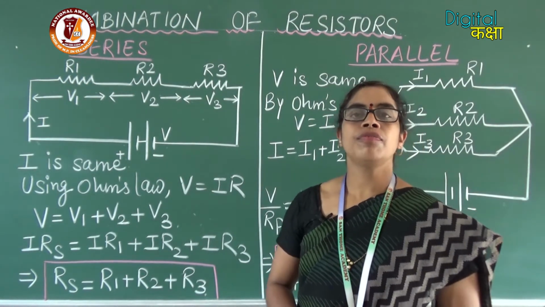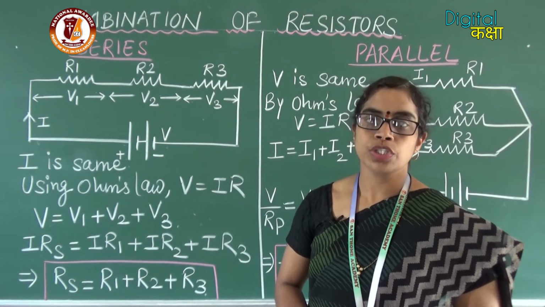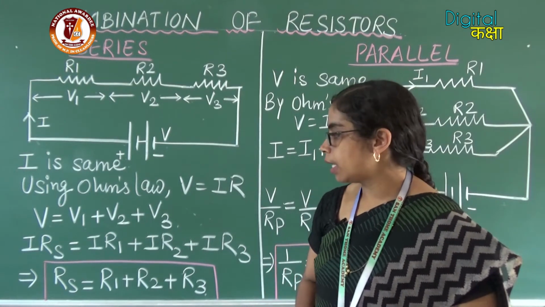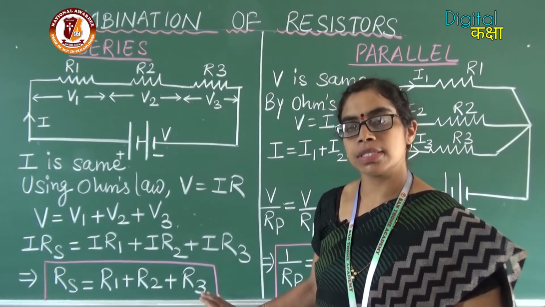So the formula for the equivalent resistance in the series combination of a given number of resistors is given by the sum of the resistances of all the resistors.